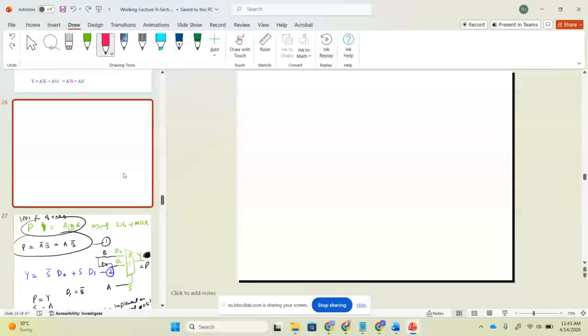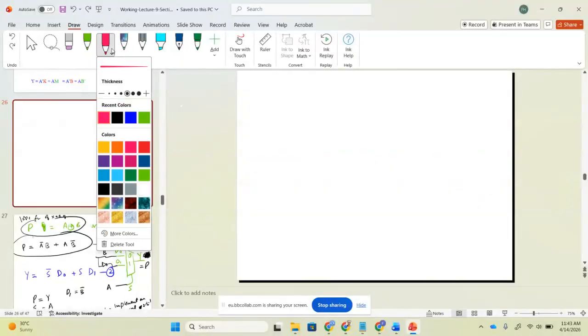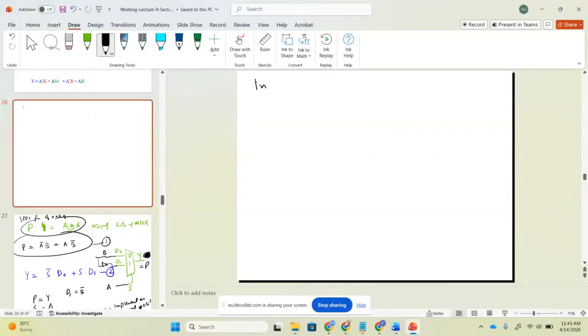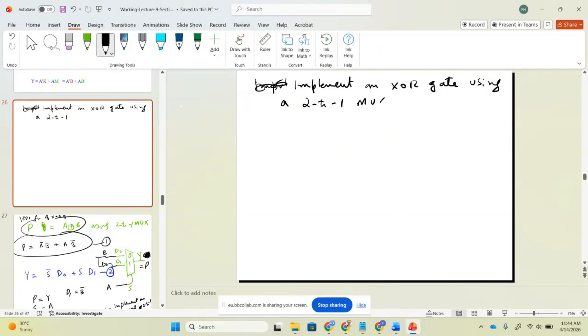Again, what is our objective? This is our objective: how can we implement a logic function? This may be the question in the exam. Implement an exclusive OR gate using a 2 to 1 multiplexer. Got it or not got it?